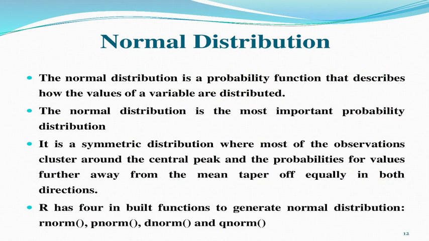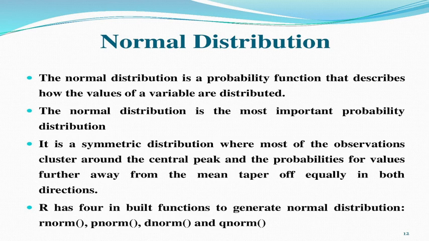The normal distribution is a probability function that describes how the values of a variable are distributed. The normal distribution is the most important probability distribution. It is a symmetric distribution where most of the observations cluster around the central peak and the probabilities for values further away from the mean taper off equally in both directions.